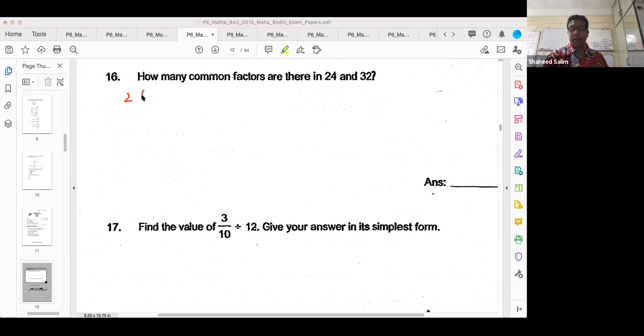So you write down here: 1 times 24. Then what else makes 24? Why am I doing this? Because some of you may have forgotten factors. 2 times what? So how many of them are the same numbers? Both of them are the same.